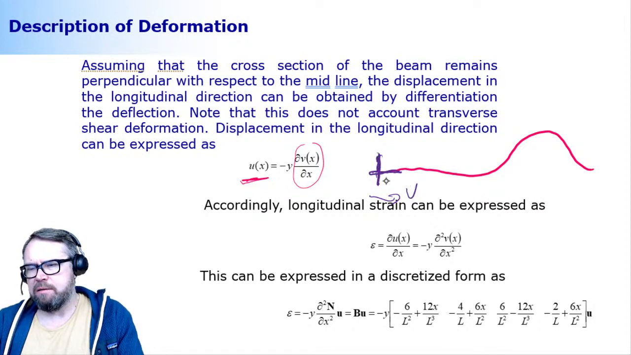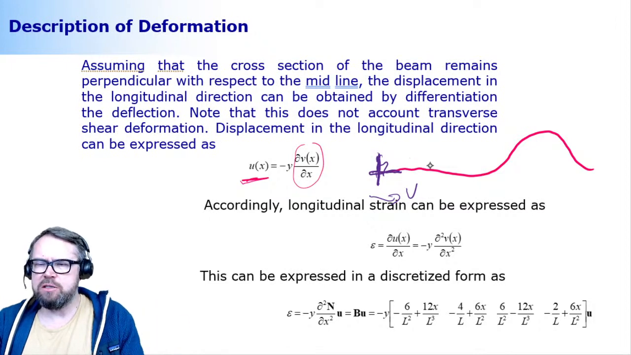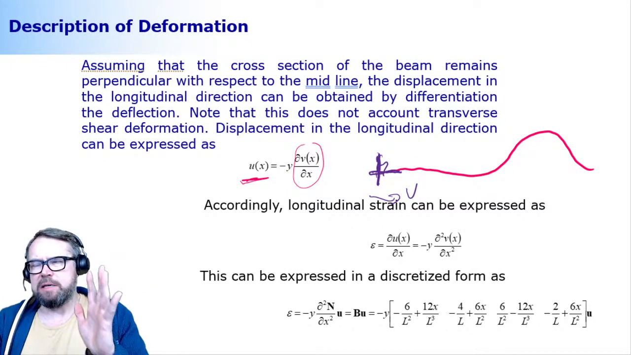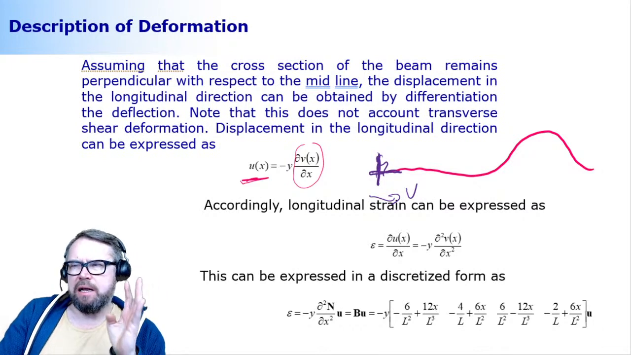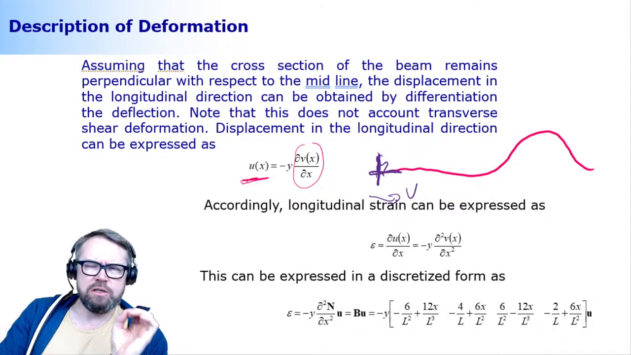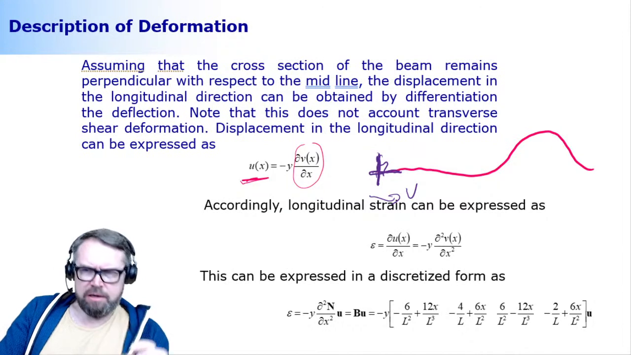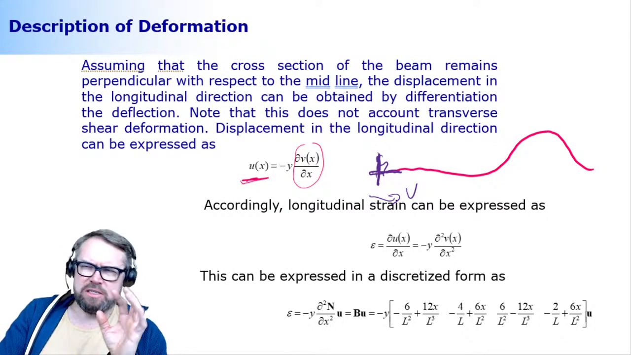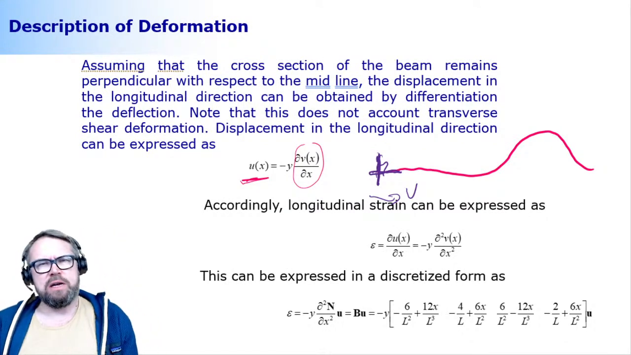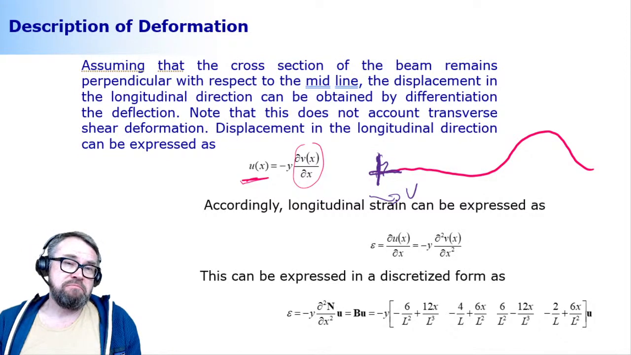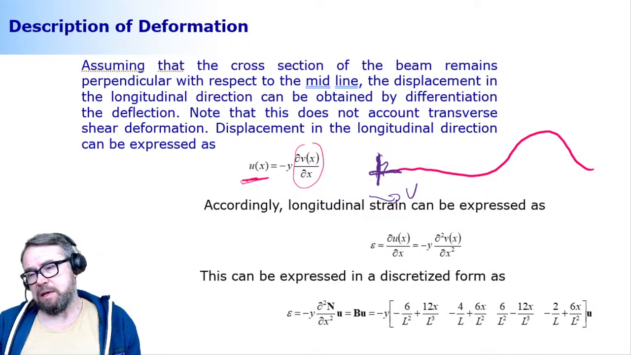Now, when you have a midline such that there is no deformation here, there's no strain either. So this is how it looks. The cross section is always assumed to be perpendicular with respect to the midline. This means that I'm dealing with elements that are unable to describe the transverse shear deformation. Transverse shear deformation is something that I'm going to explain shortly at the very end of the course. It becomes important when you're dealing with thick elements.